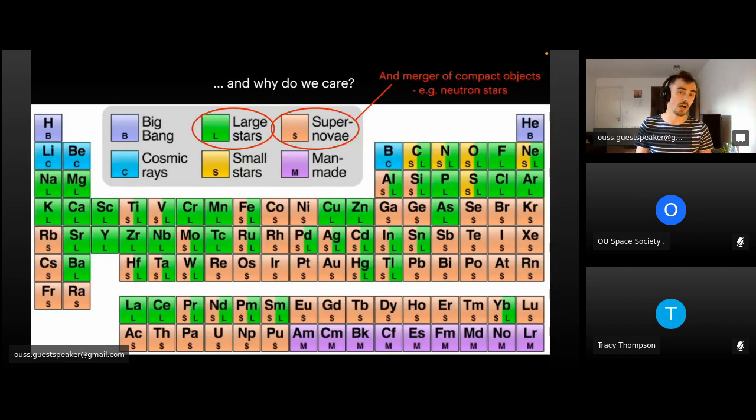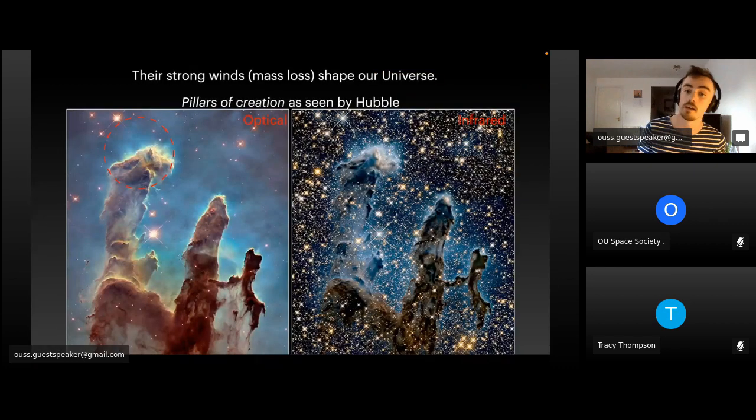So that's one reason. Another reason, which I like in particular, and it gives me an excuse to show off some nice pictures, is that I like to call them the gardeners of the universe. They shape how galaxies and dust clouds appear to us. Here we have two images from the Hubble Space Telescope. On the left is optical, so what we could sort of see with our eyes, and then in the infrared, so at longer wavelengths, stuff that we can't really see without special equipment. You can see here that the shape of what are called the pillars of creation, which are massive columns of dust, is defined by massive stars around them.